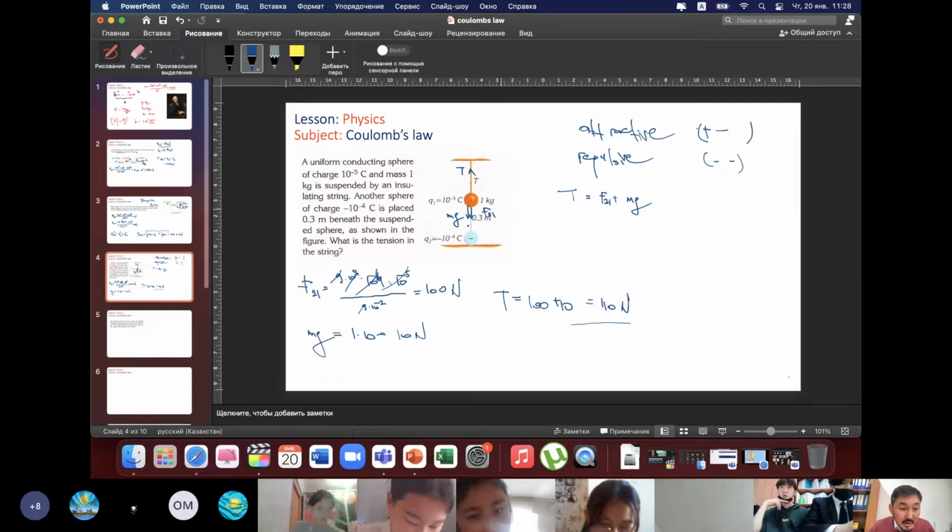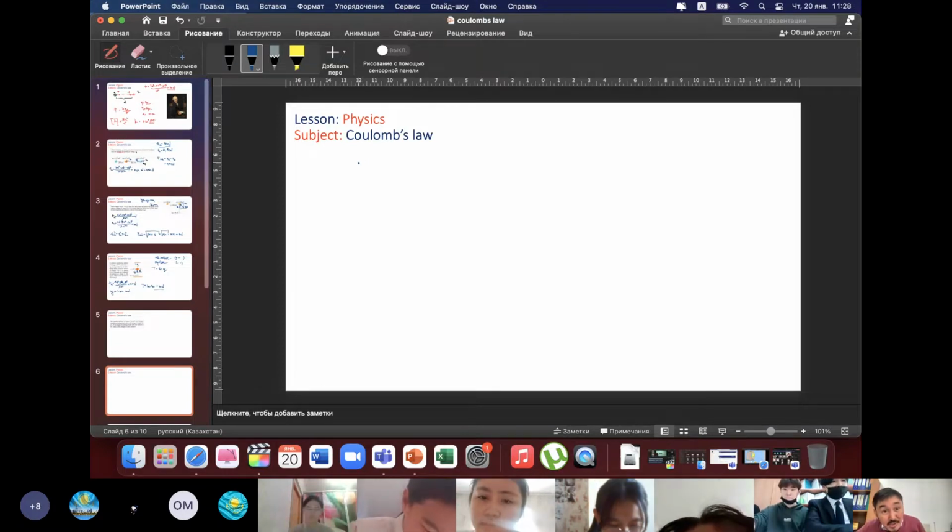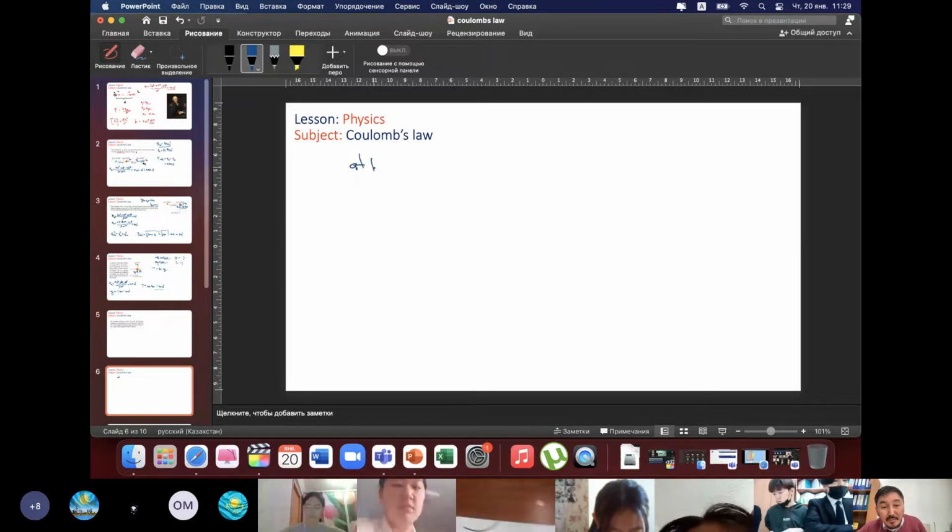Okay, let's make a summary for this lesson. In order to make it simpler, I'll write some vocabulary here. First of all, the forces can be attractive and repulsive.